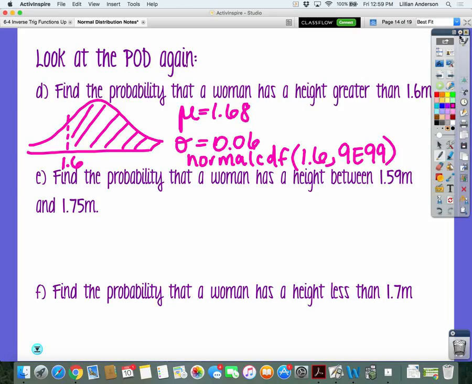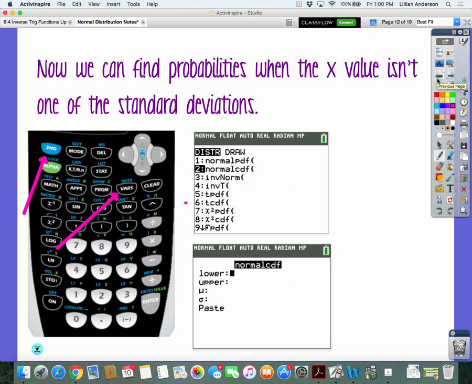Sorry, no parentheses. Then comma. Now if you're wondering where the E is, you press the second button and then you press the comma button. You see something that says E? That's where E is. It's not exponential E, it is scientific notation E. Exponential E is the lowercase e. This is scientific notation E.